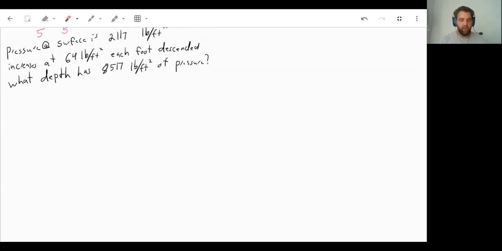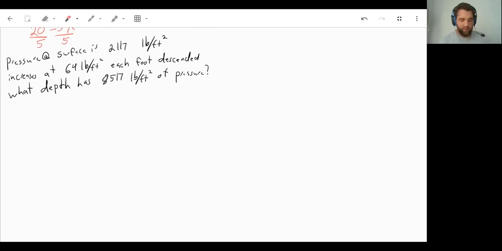And let's look at the final question here. Again, this is another word problem from your book. So let me just go back and read it quick. As a scuba diver descends into deeper water, the pressure of the water on the diver's body steadily increases. The pressure at the surface of the water is 2,117 pounds per square foot. The pressure increases at a rate of 64 pounds per square foot for each foot the diver descends. Find the depth at which a diver experiences a pressure of 8,517 pounds per square foot.